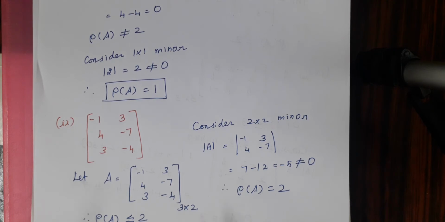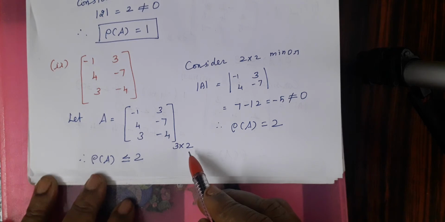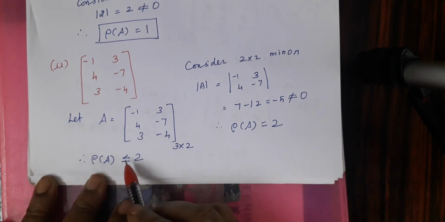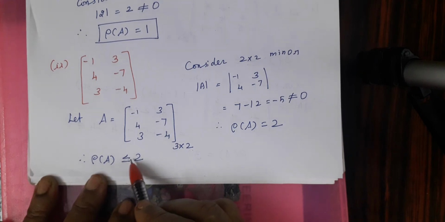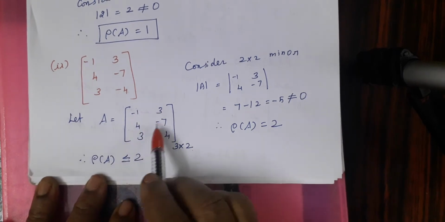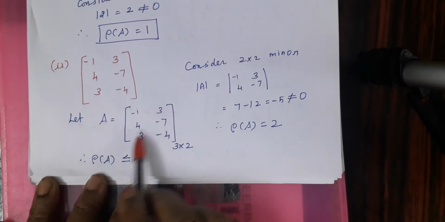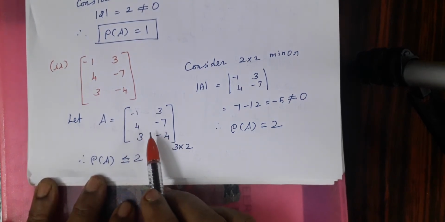Which is the smallest number? 2 is the smallest number. Therefore, what is the rank? The rank is either 2 or less than or equal to 2. So the rank of A is less than or equal to 2. Among the 3 by 2 matrix, we take one of the minors. Take the 2 by 2 minor. Consider the square matrix, the 2 by 2 minor. See, in this matrix, we take a square matrix.